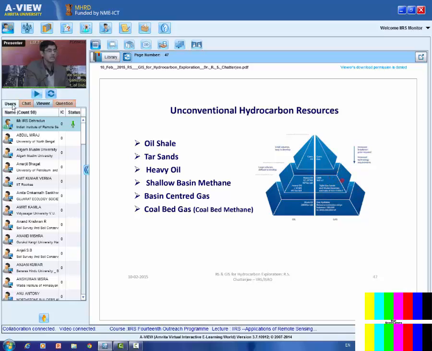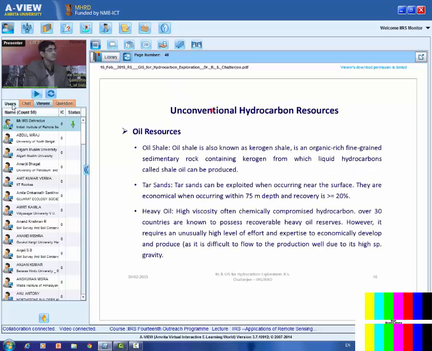In non-conventional or unconventional hydrocarbon resources, broadly these things come: oil shale, tar sands, heavy oil, shallow basin methane, basin centered gas, and coal bed gas, popularly known as coal bed methane or CBM. Now this oil shale is an oil resource, and then we have tar sands and heavy oil. I am not going to elaborate on each one of them.